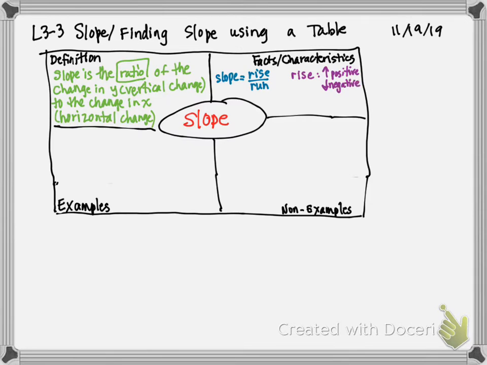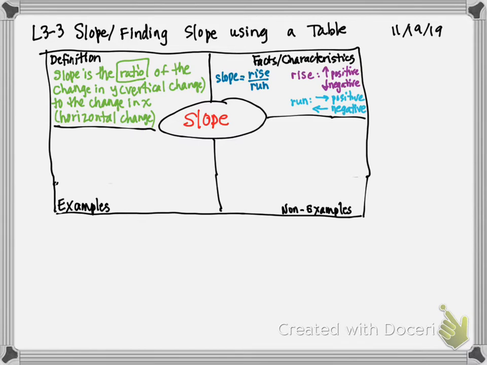On run, same idea. If you go to the right, that's positive. So run, if we go to the right, it's positive. And if we go to the left, that's negative. So that's from one point to another.